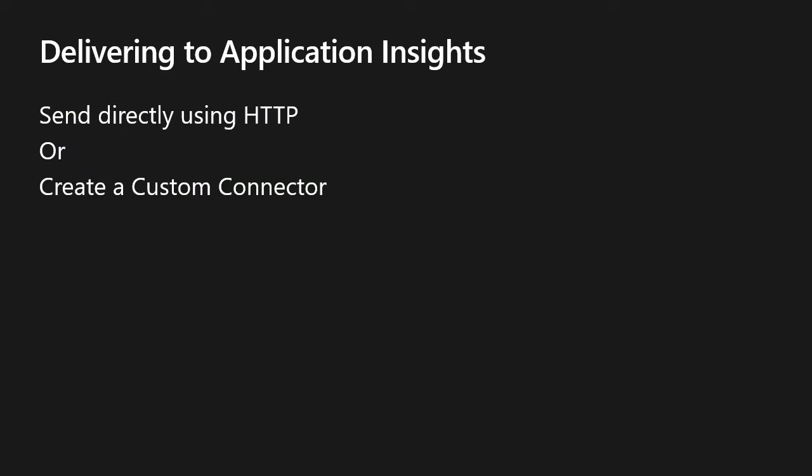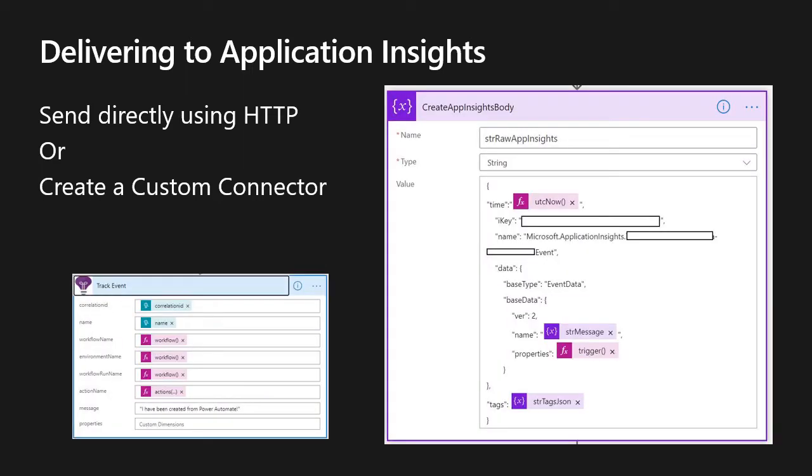For delivering to Azure Application Insights, we have two options. We can send directly using HTTP, or we can send with a custom connector. On the right, we're creating a payload that will be delivered to the HTTP action further down in the flow. In this case, it's a type of string, and I'm adding in a JSON value: time, the instrumentation key, and then information about the event that happens, so the name, the properties, the tags, etc. That one is useful for just quickly sending to the ingress endpoint.